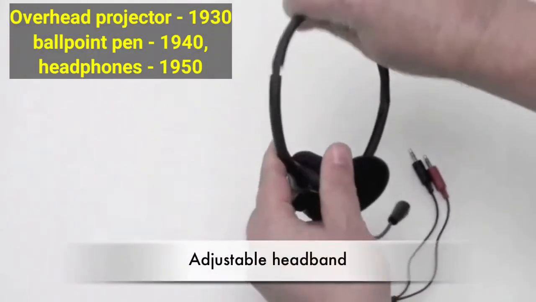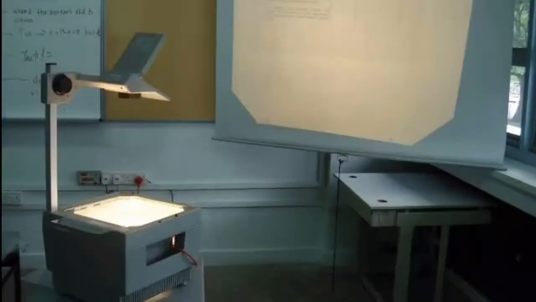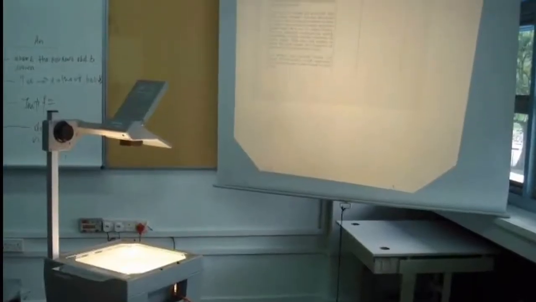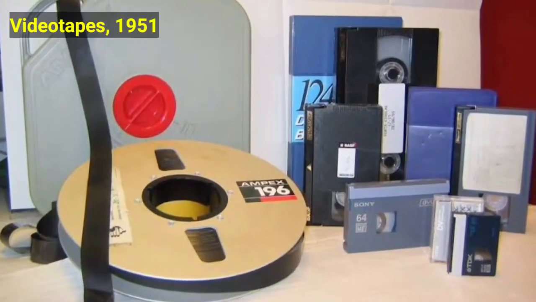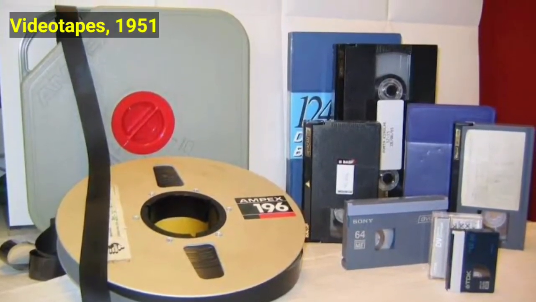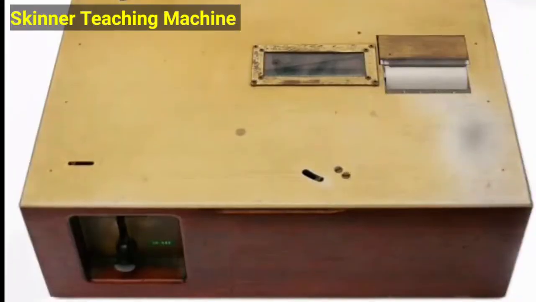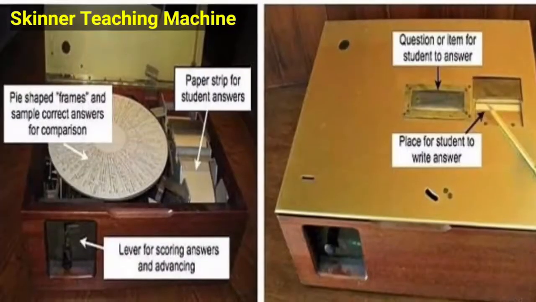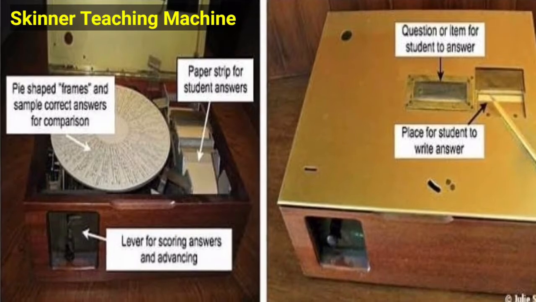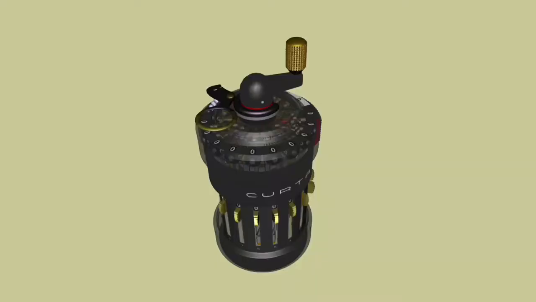During the 1960s the overhead projector was used for interactive classroom discussion between students and teachers. Videotapes arrived on the scene in 1951, creating a new and exciting method of instruction. The Skinner teaching machine produced a combined system of teaching and testing, providing reinforcement for correct answers so that the student can move on to the next lesson.